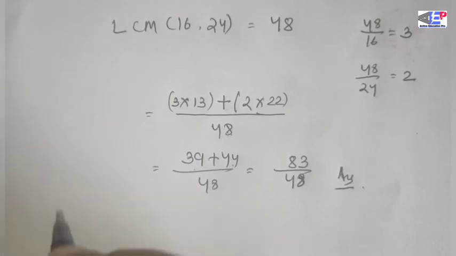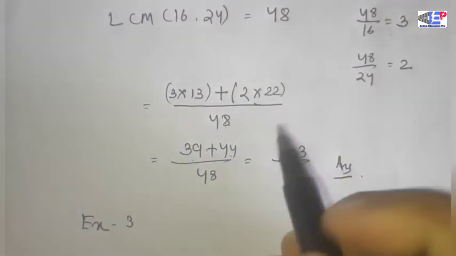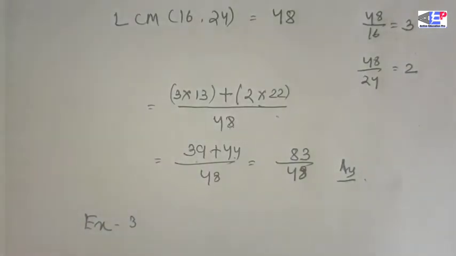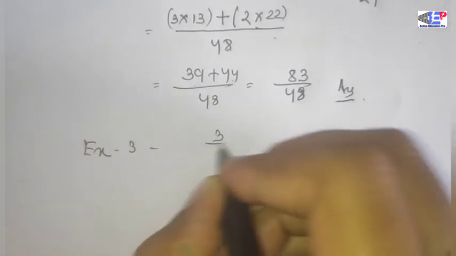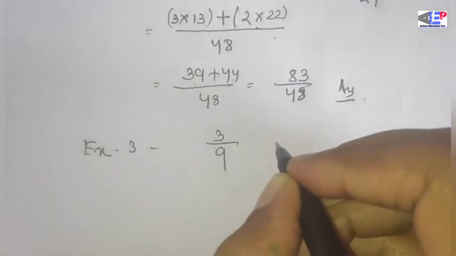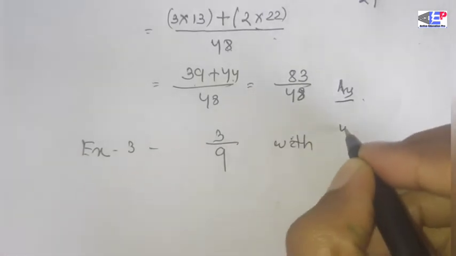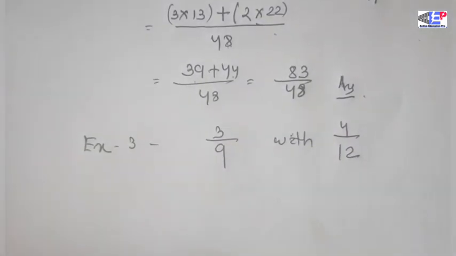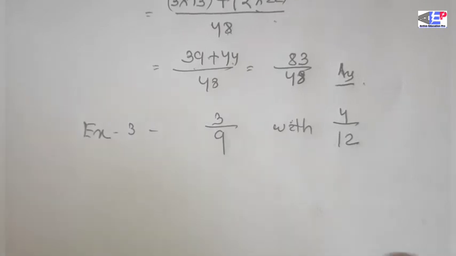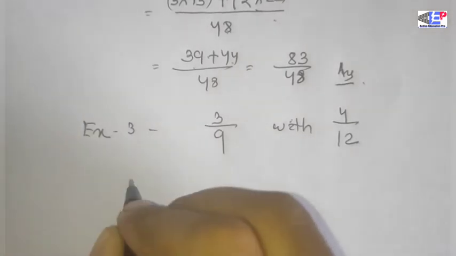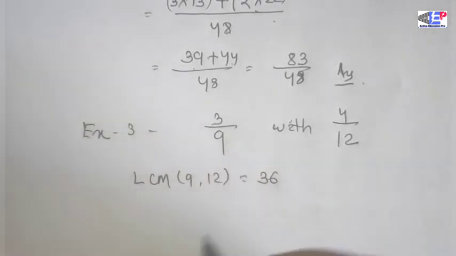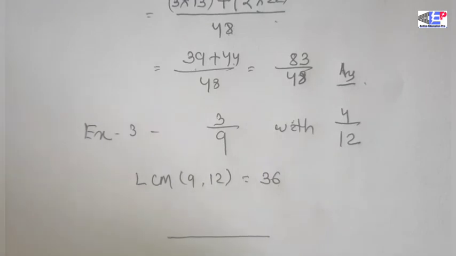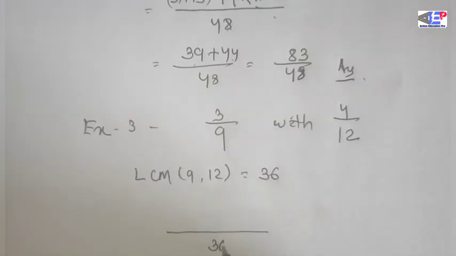Again, another example, by skipping this process. 3 by 9 with 4 by 12. Here the denominators are different from each other, so first take the LCM of 9 and 12. It will be 36, and then put a line mark and write the LCM of 9 and 12.